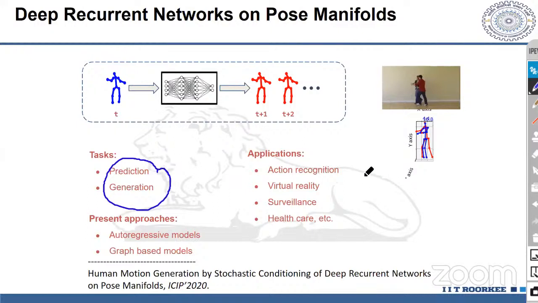And what are all the applications? You can have action recognition, virtual reality. For example, if I generate these skeletons, I am able to generate the 3D, which is called virtual reality. This will be useful for surveillance. This will be useful for healthcare. So with the help of a deep recurrent network, is it possible to estimate, to predict what exactly is going to happen?